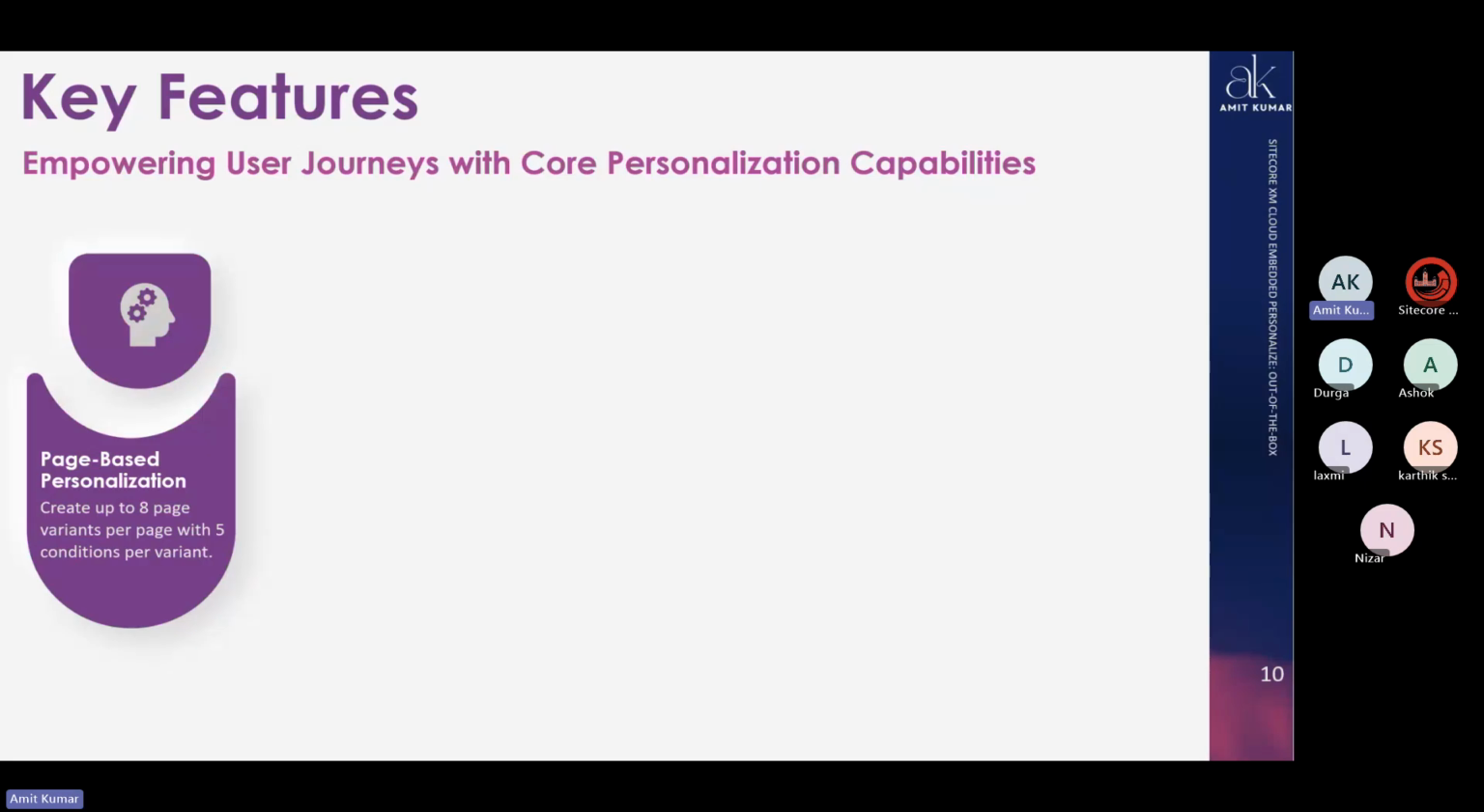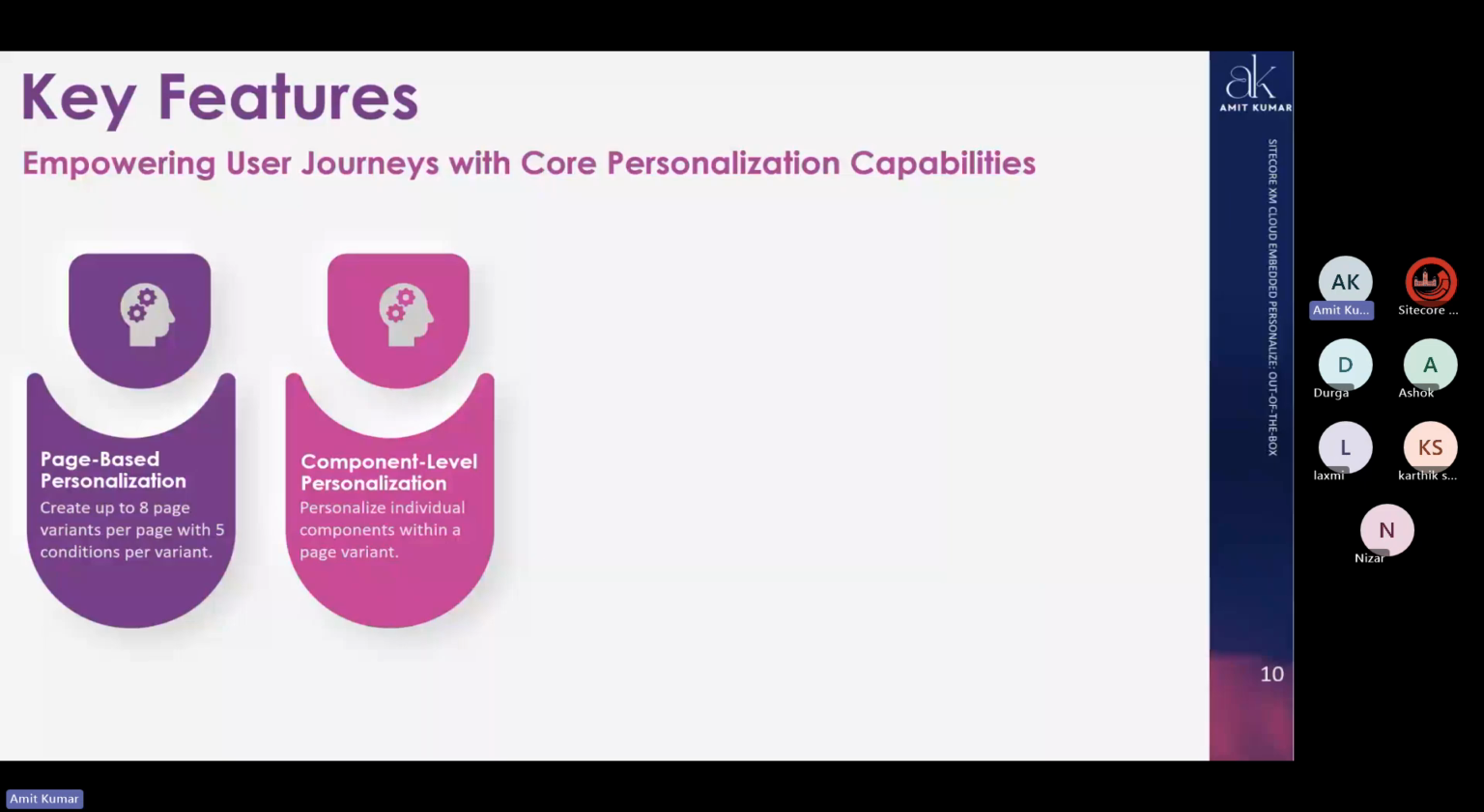The key feature is that page-based personalizations are there. You can create up to 10 page variants, and within one you can add 5 conditions. And component-level personalization means within a page variant you can apply component-level personalization, so that if your component is Experience Editor or Page Editor friendly, then only you can apply it.